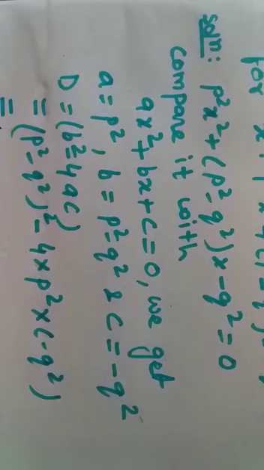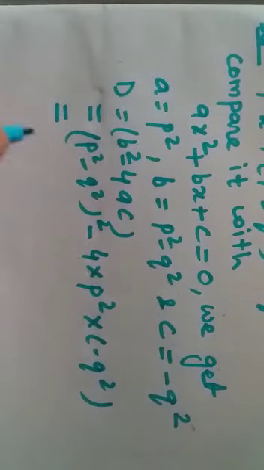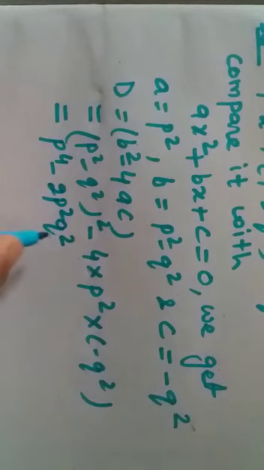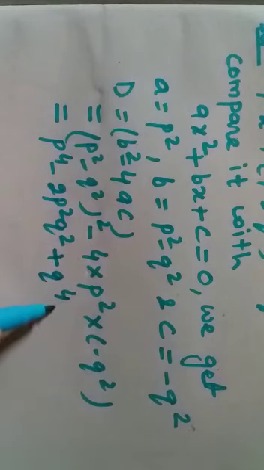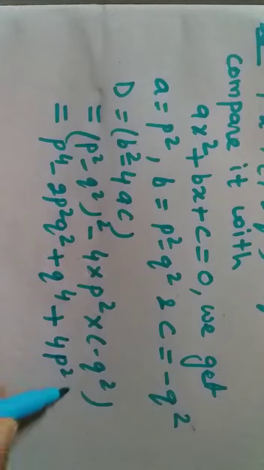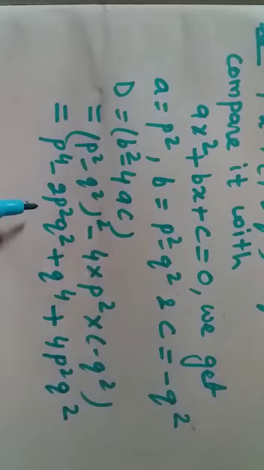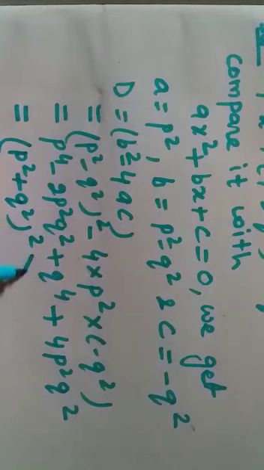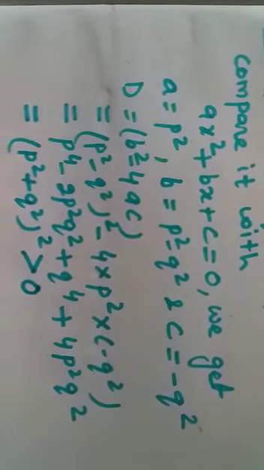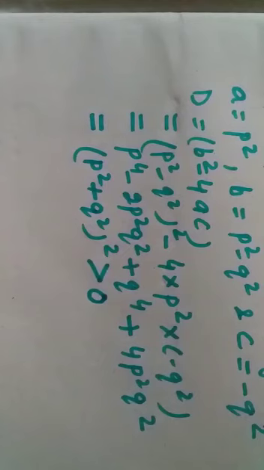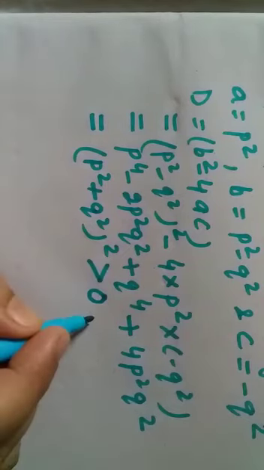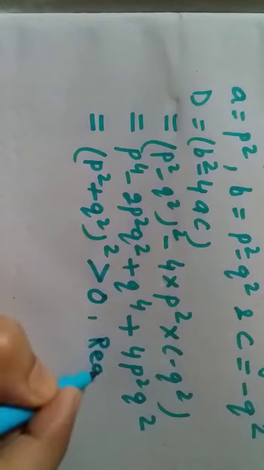This one, see, p square squared becomes p to the power 4 minus 2 p square q square, using a square minus 2ab plus b square, and minus minus becomes plus 4 p square q square. Now see, 4 minus 2 becomes 2, so it can be written in the form (p square plus q square) whole square, which is greater than 0. Is that okay? So we can say that the given equation will have real roots.